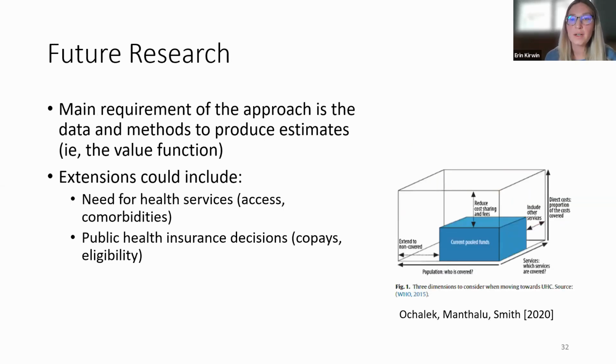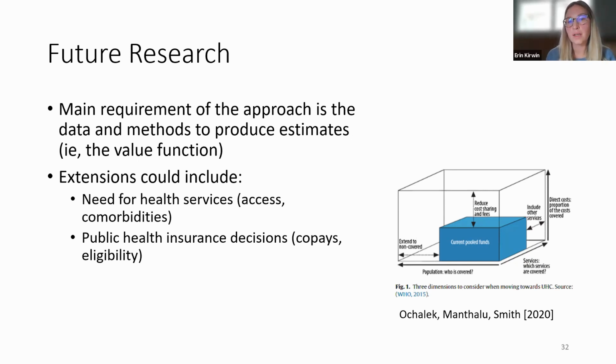So future research that I'll include in the chapter is, as I've discussed at length, the need to generate the data and develop methods to estimate things like the value function. And then I also see some opportunities to extend the approach and to make it even more complex. So maybe thinking about stratifying the target population as an additional subscript, or we could start to think about the need for services by comorbidity or access to services by geography. But this would be a very complex addition to an already complex system. So at this point, I'm a bit hesitant to do so.